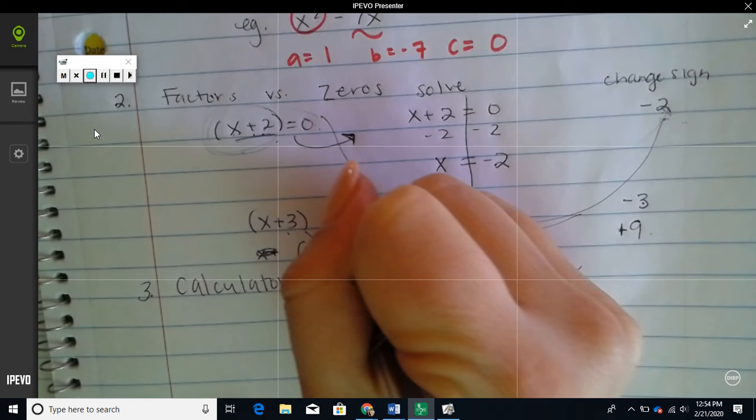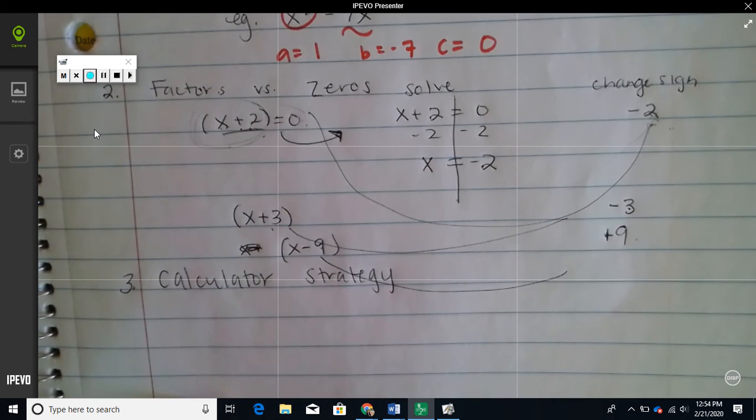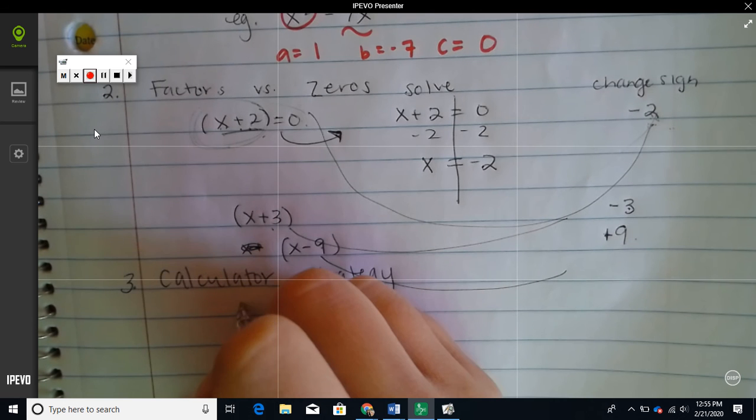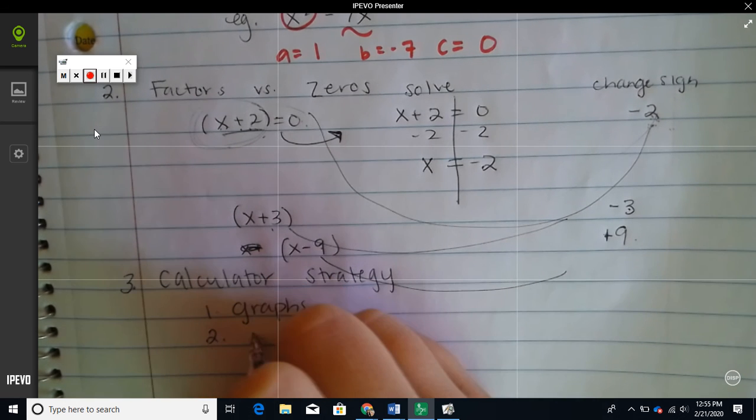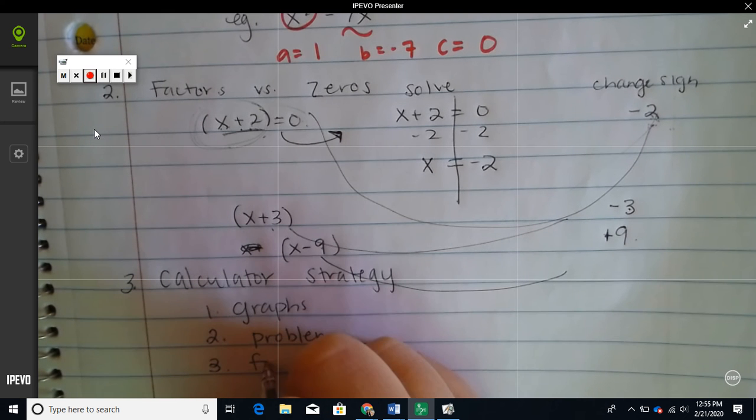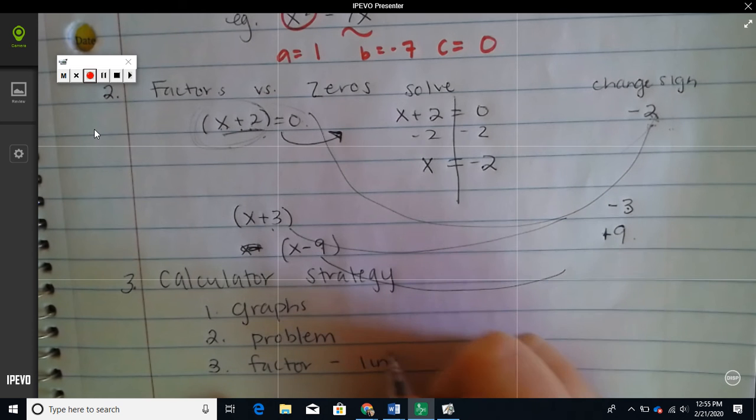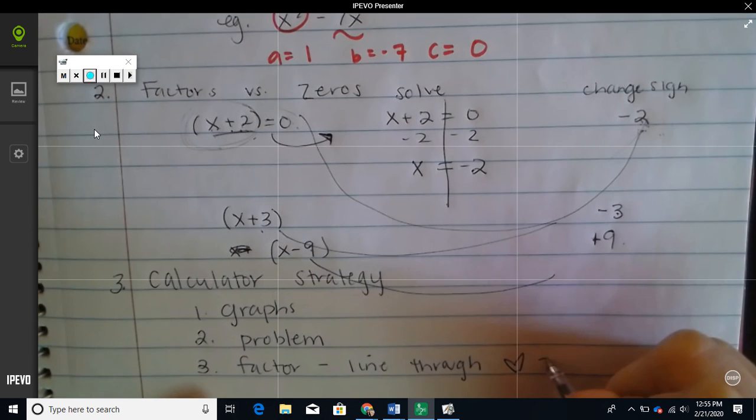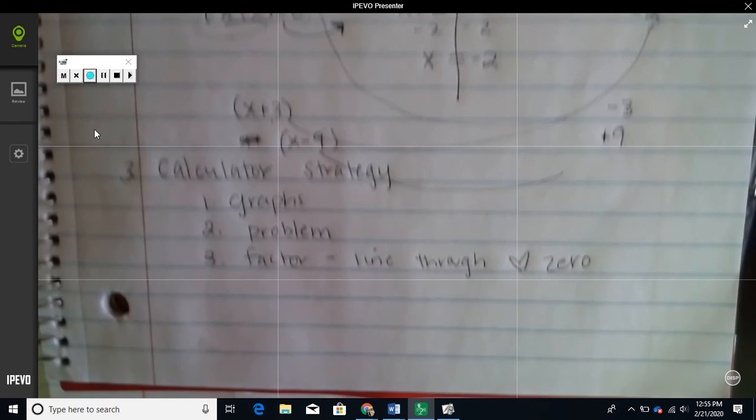Here's your calculator strategy. They're going to give you the equation, the problem. You're going to go to graphs and type in the equation from the problem. When they want a factor, it is the line through your heart, through your 0. Wherever your 0 would be in your graph, wherever it makes a line through that heart, that's your factor.